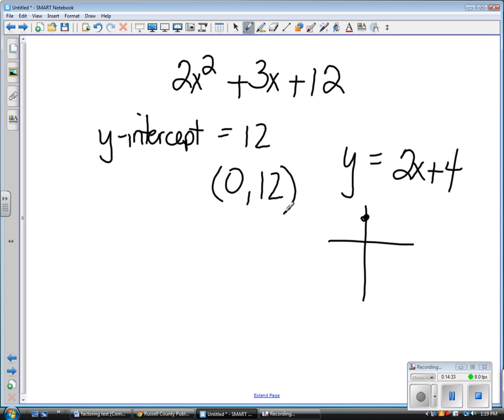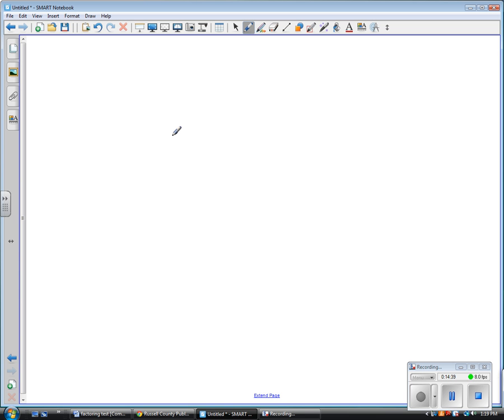0, 12 would be on my parabola, right? Okay. Alright, let's work through one completely, and we're going to graph it, and then we'll go from there, okay? So let's say we have y equals 3x squared plus 6x minus 4.